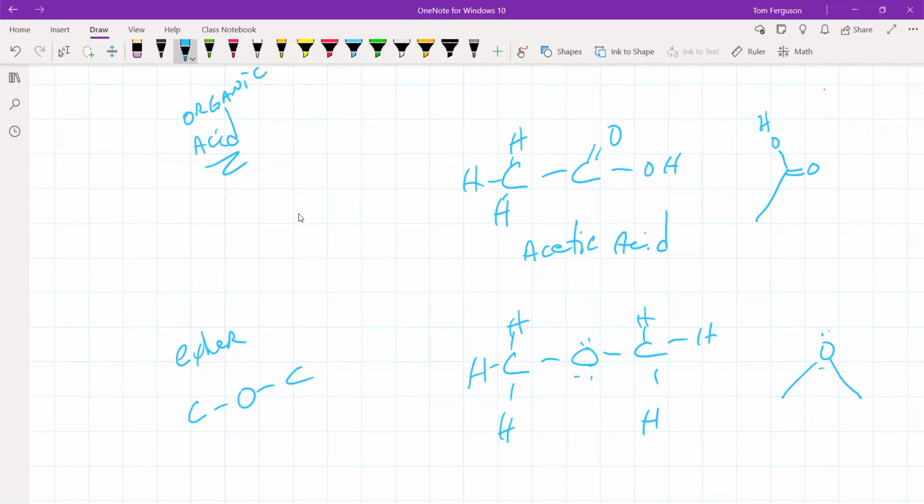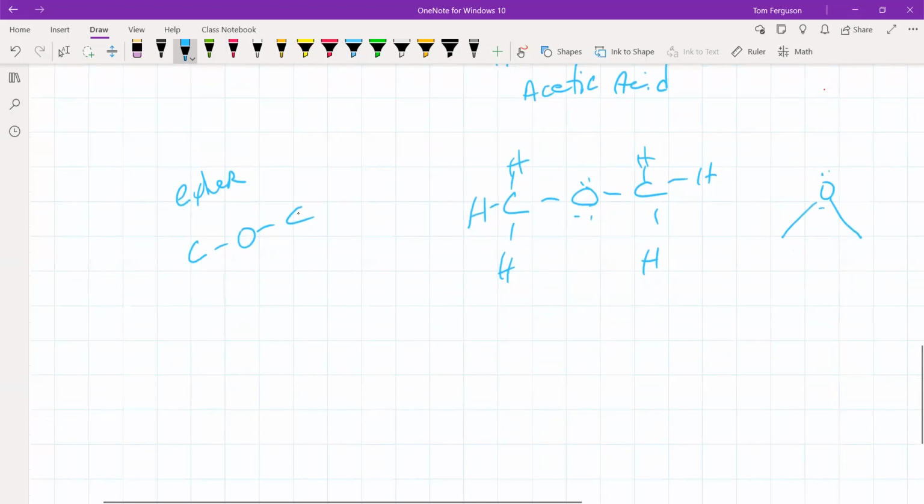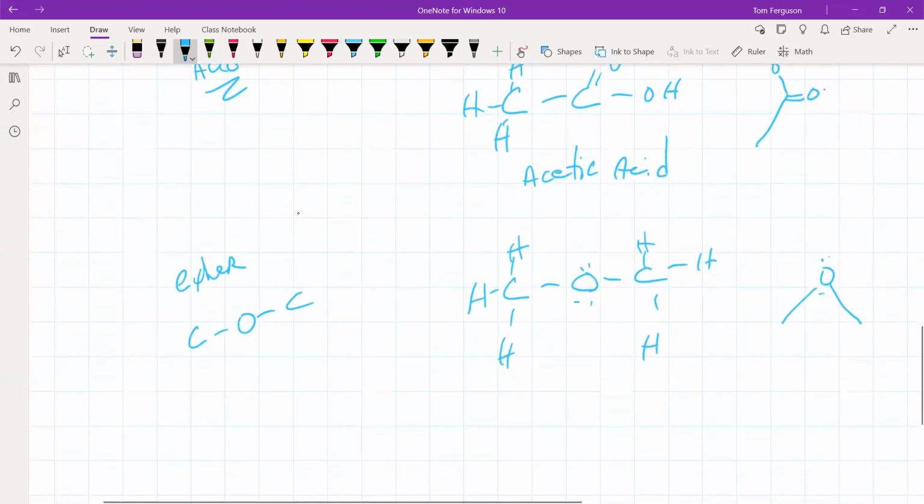Now this takes some practice. Going from a line drawing like this to the formula, to this drawing with all the hydrogens in it, to the line drawing. You need to be able to go back and forth with these two. But in your mind, you have to visualize this one.